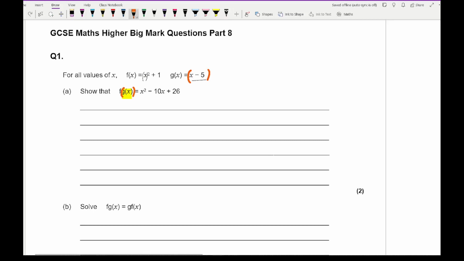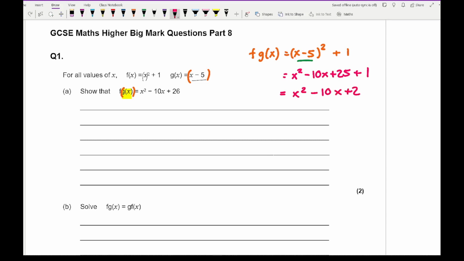So fg of x is going to be, so instead of writing x squared, I'm going to write x minus 5 squared, and then it's plus 1. So all I've done is just swap the x with x minus 5. From here I'm then going to expand the bracket, so that becomes x squared minus 10x plus 25 plus 1. And then simplifying that, that gives me x squared minus 10x plus 26, which is what they wanted me to show.